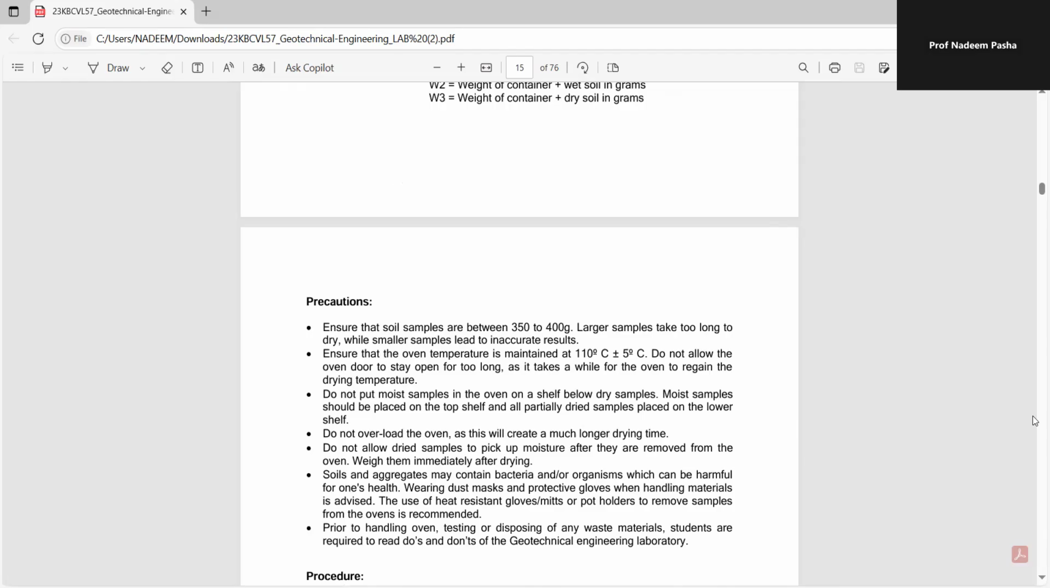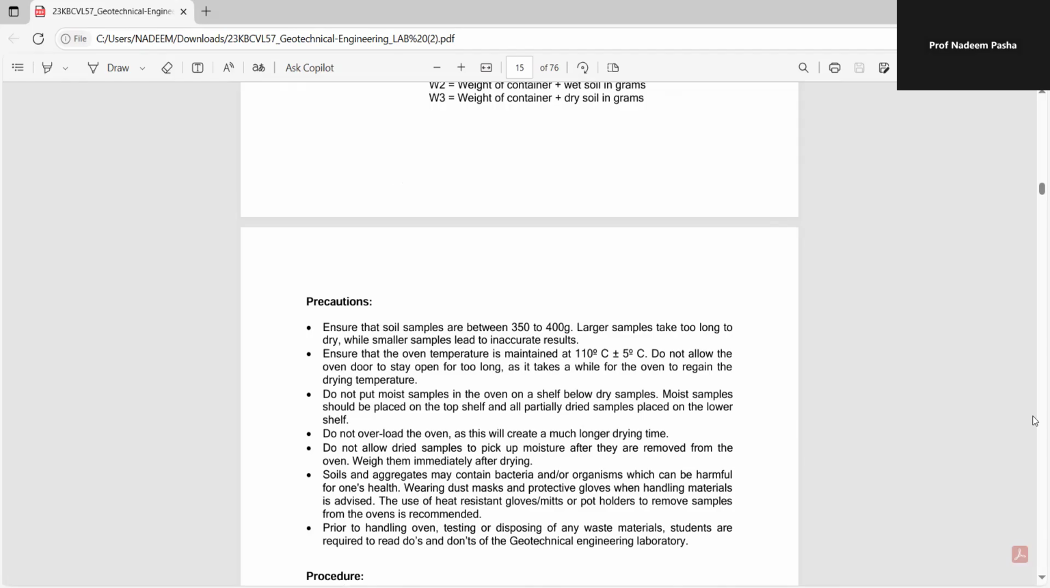First precaution is you have to ensure that the soil samples are between 350 to 400 gram. Large samples take too long to dry, while smaller samples lead to inaccurate result. Neither you can take less quantity of soil sample nor more quantity of soil sample. Larger samples take too long to dry while smaller samples lead to inaccuracy.